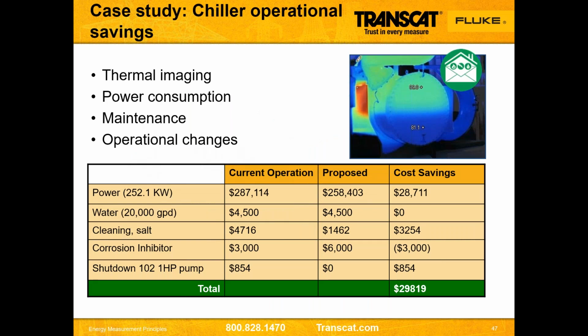So again, a chiller is a typical one, right? We're going to create chilled water. Chilled water can help create air conditioning, but it could also be used for a variety of other purposes in the plant. You know, how much power consumption are we using?